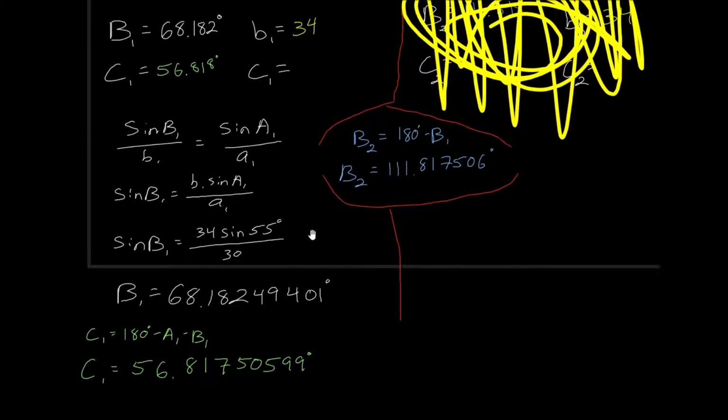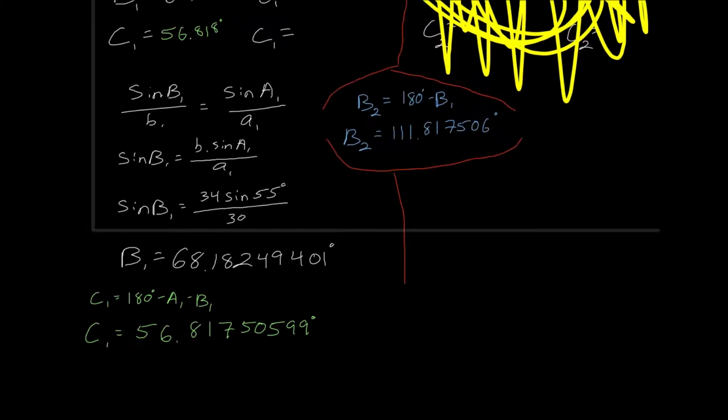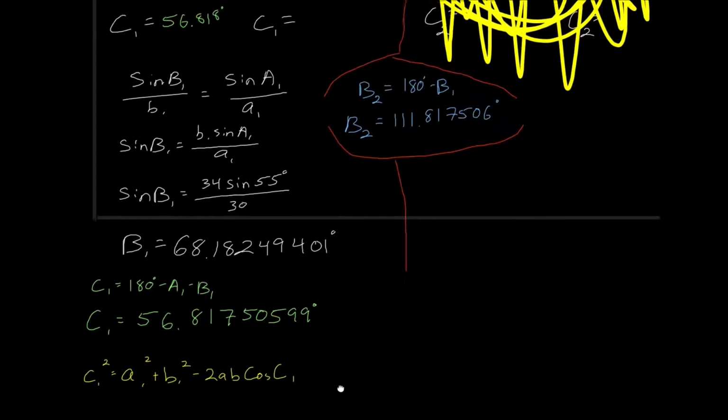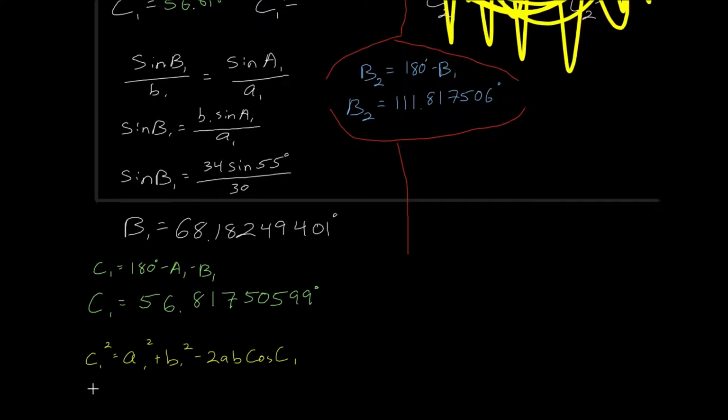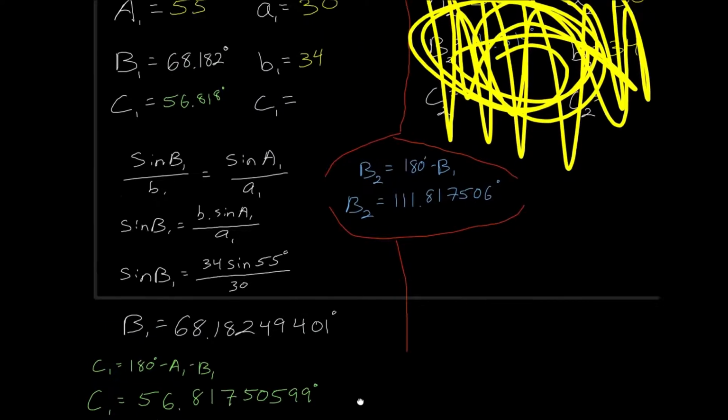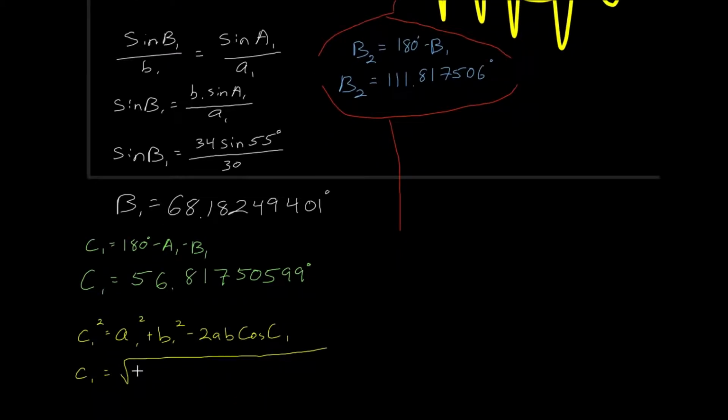Now again, we're left at a position where we could use law of sines or law of cosines. I find it easier personally to use law of cosines, so I'm going to go ahead and do that. To get side length C1, C1 squared is equal to A1 squared plus B1 squared minus 2AB cosine of C1. And this comes from our law of cosines. If you've forgotten how to do that, you can go ahead and look back at my law of cosines videos. So it's equal to the square root of all the stuff when you plug in those numbers. 30 and 34 are our values.